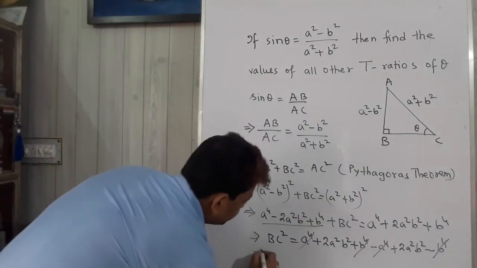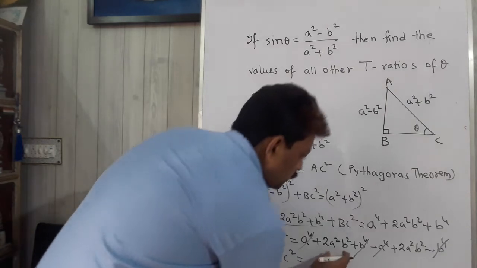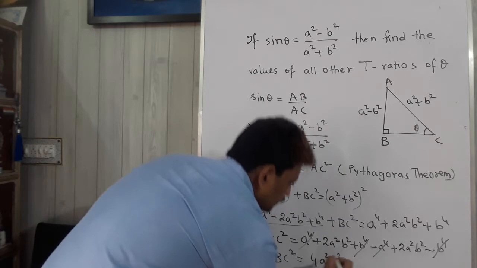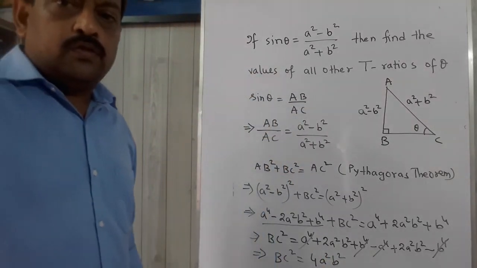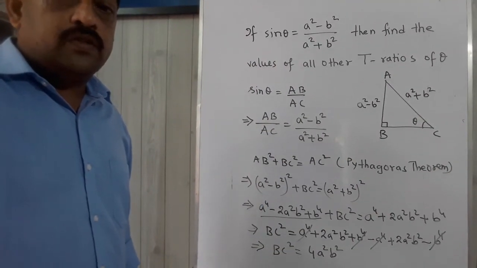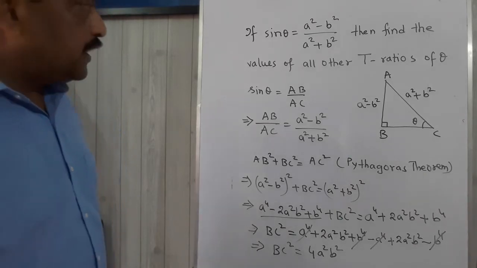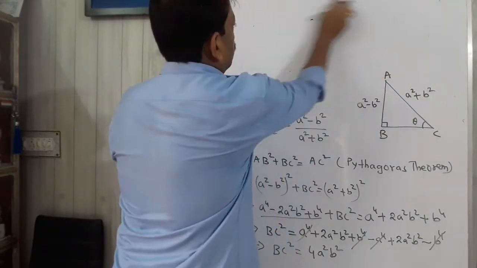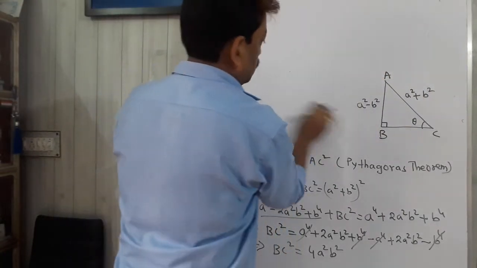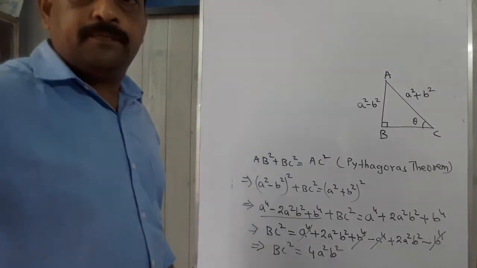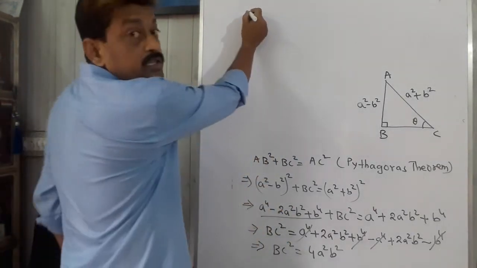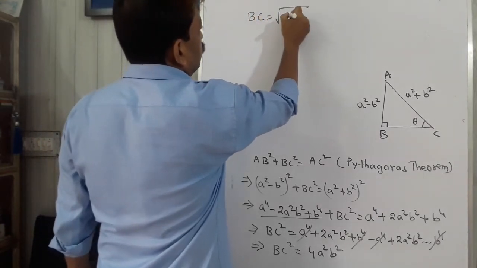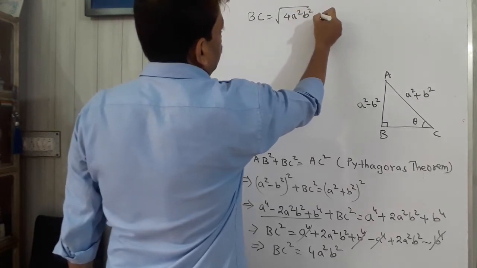So we are left with B square equals 2A square B square plus 2A square B square, that is 4A square B square. Okay. So BC square equals 4A square B square. Therefore we have to find BC. So BC equals root over 4A square B square, that is 2AB.